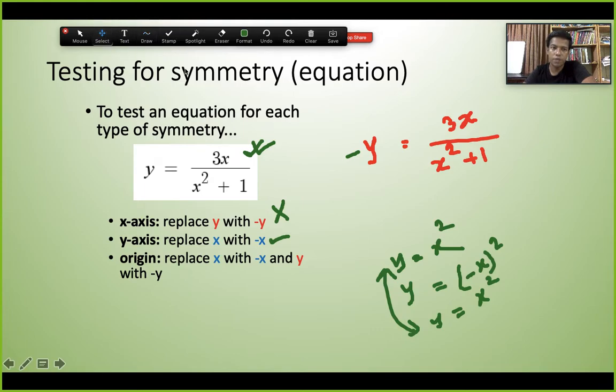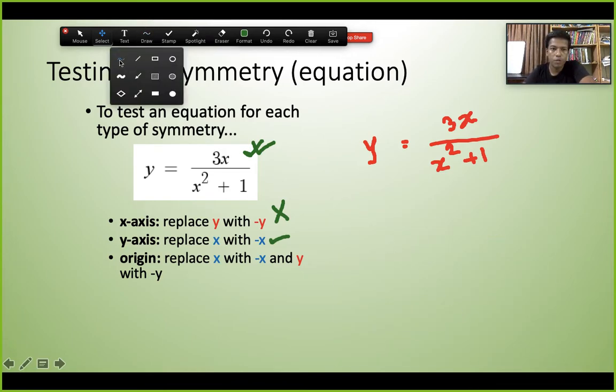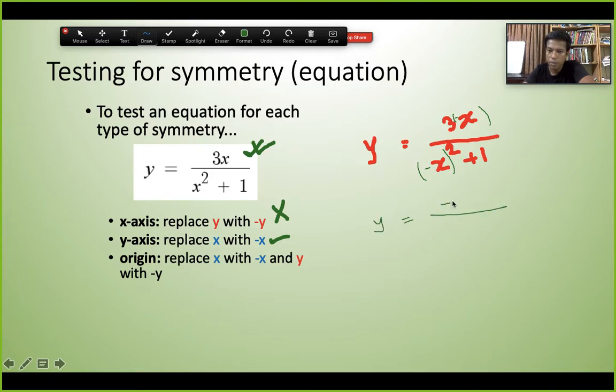Now let's test if it has y-axis symmetry. To test it, we have to replace x by minus x. If we multiply this x by a minus, there will be a minus here and a minus here. So ultimately this will become minus 3x over x squared plus 1. And see, there is an extra minus here after this replacement. So it is also not matching. That means this equation does not have y symmetry either, because it is not matching. Now let's check the third option. Does it have origin symmetry?